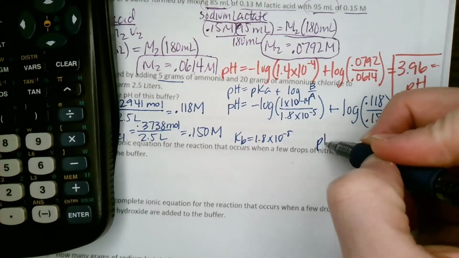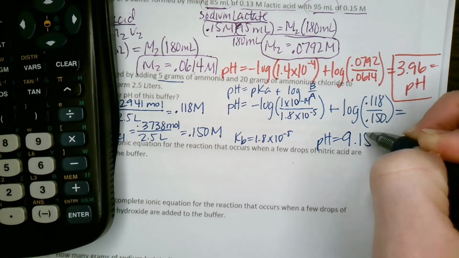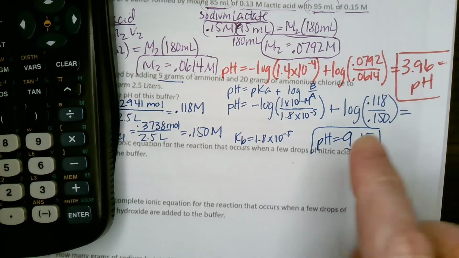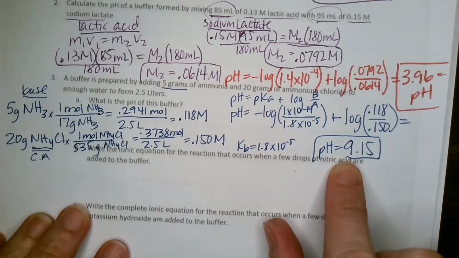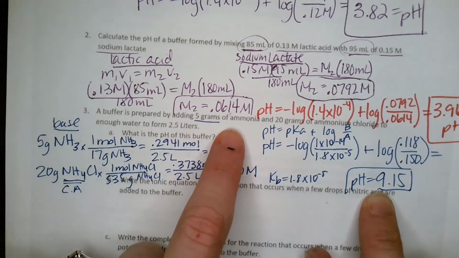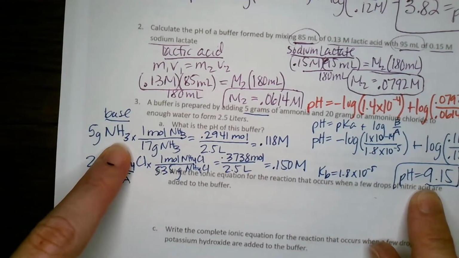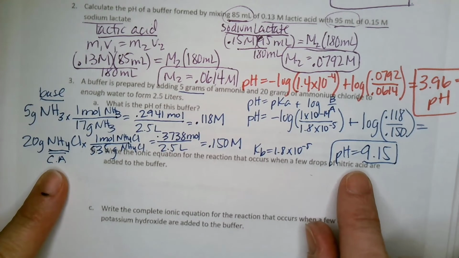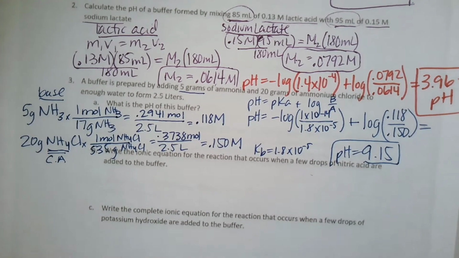And if we think of this, does this make sense? Well, that's a basic pH, and we have our NH3, our ammonia. So yeah, we will have a basic pH.